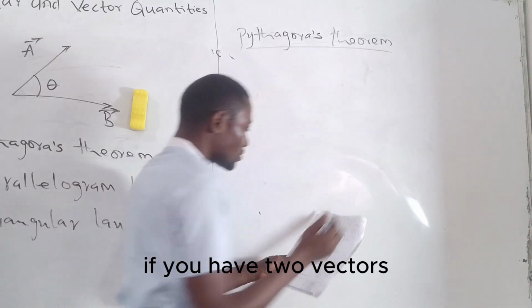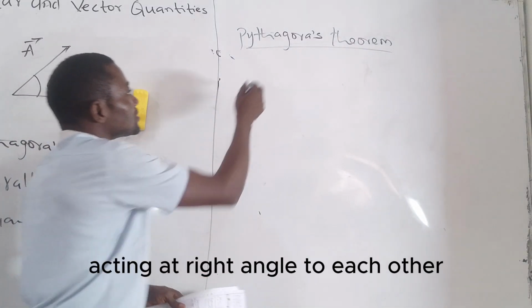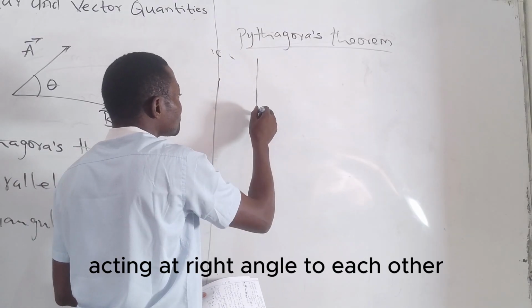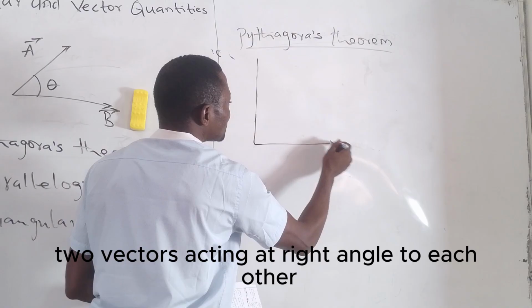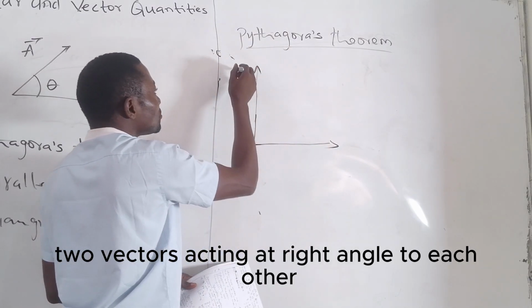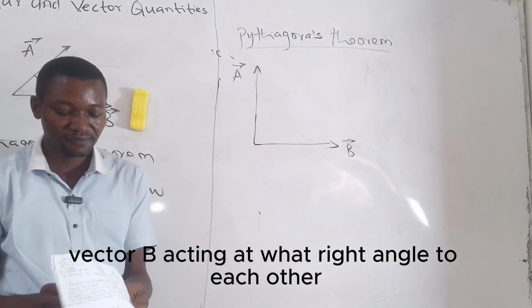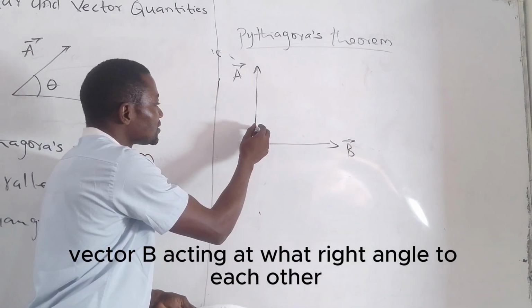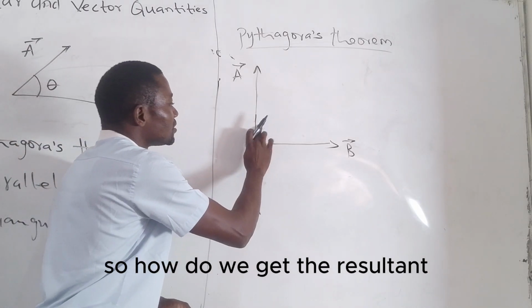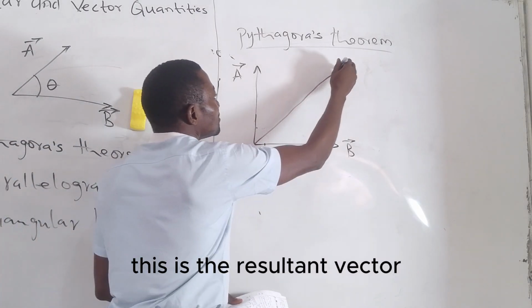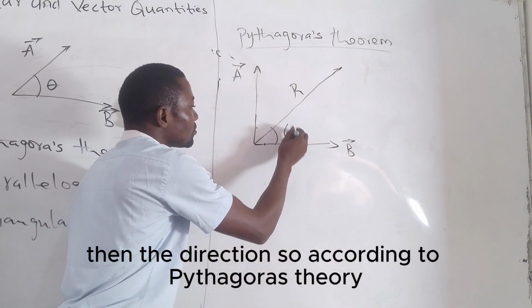if you have two vectors, vector A and vector B, acting at right angle to each other, vector A, vector B, acting at what? Right angle to each other. So how do we get the resultant? This is the resultant vector, then the direction.